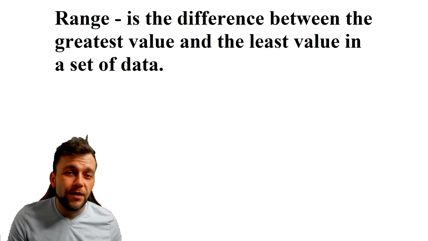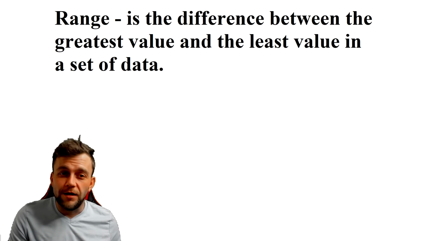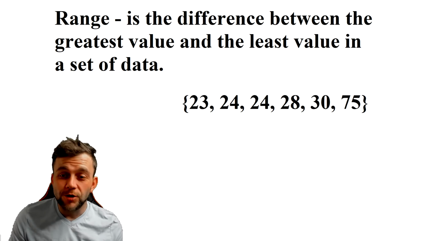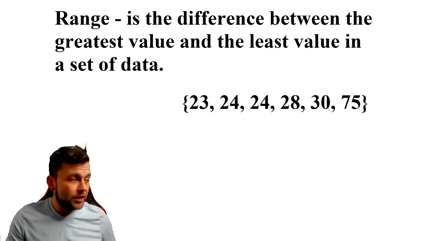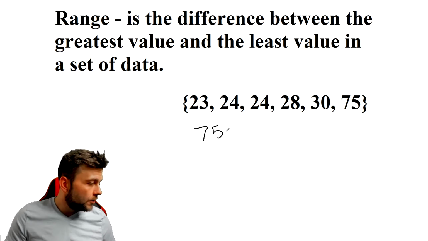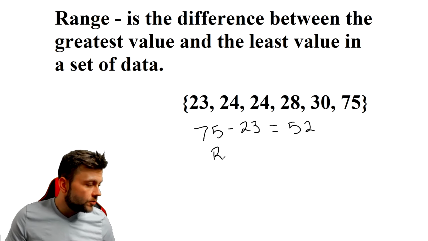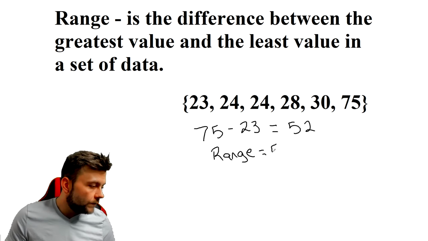So let's take a quick look at a data set. Let's get another one up on the wall. What is the range of this data set? So what you do is you take 75 minus 23, and you are left with 52. So range is equal to 52.